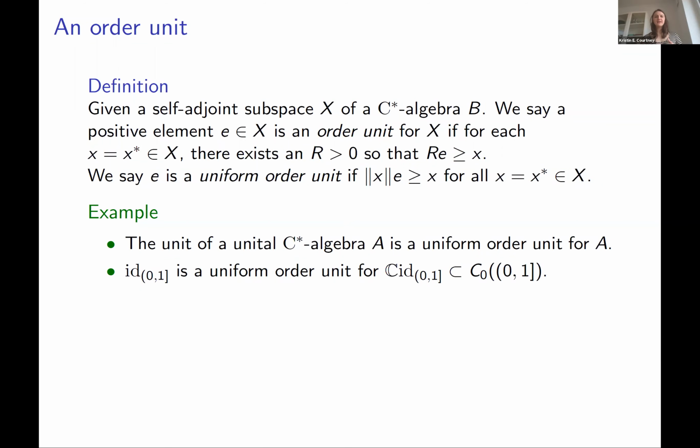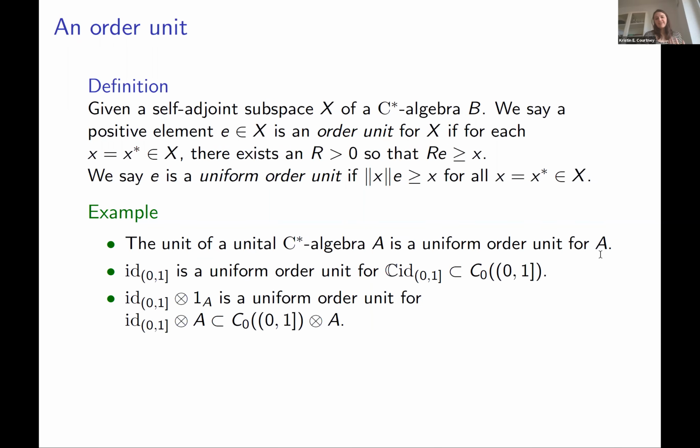More generally, this notion also works even when there's no unit around. So just consider this copy of the complex numbers sitting inside of the continuous functions on the half-open interval. It turns out that the identity map is still going to be a uniform order unit for this subspace. And that idea generalizes even more.